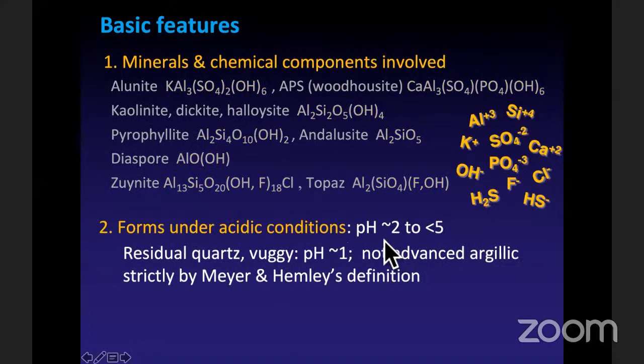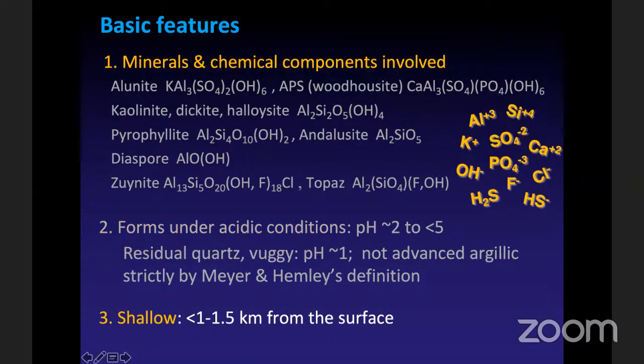And these conditions are typically that low pH, less than 5, to about 2. But they can go down to even less than 1, which is an environment where we form what is called the residual quartz, or rocky silica in other places of the world. And Meyer and Hemley didn't include residual quartz as an advanced argillic alteration originally, but as a kind of silicic alteration; in reality it is the extreme advanced argillic alteration. It forms at shallow depths, less than 1.5 kilometers, maybe even 2 kilometers in some strange cases, as you will see.